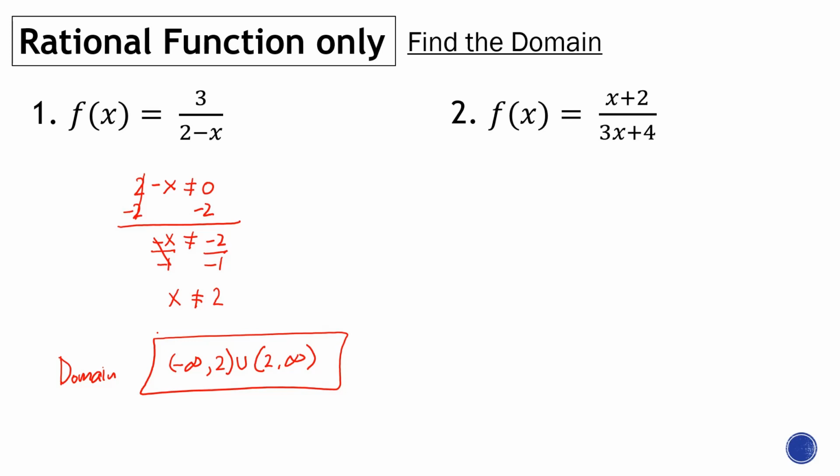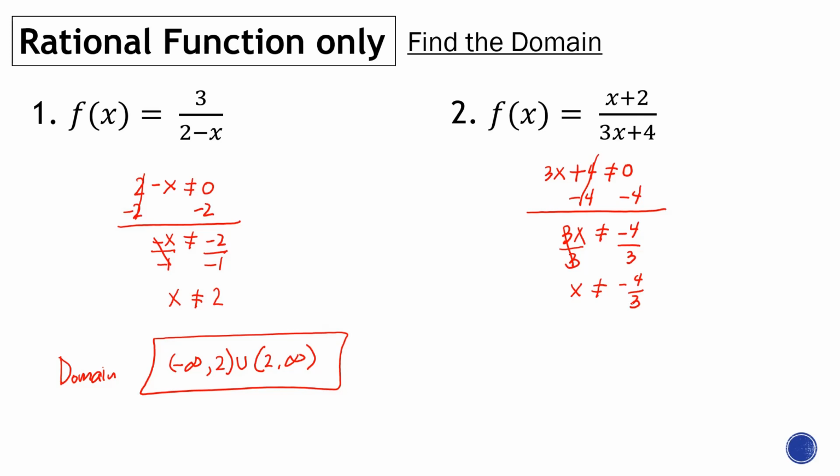We have here 3x plus 4 in the denominator, so our focus is on the denominator only. We have 3x plus 4 cannot be equal to 0. Then we solve for x, just like solving any equation. Subtract 4 on both sides. This will be 3x not equal to negative 4. Then divide by 3 on both sides. That means x cannot be equal to negative 4 over 3.